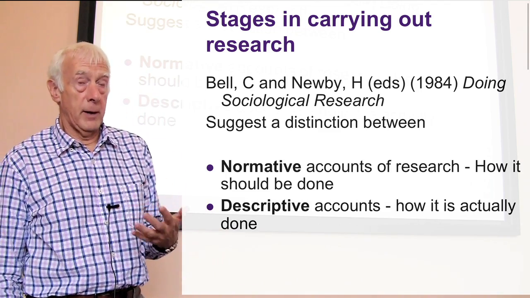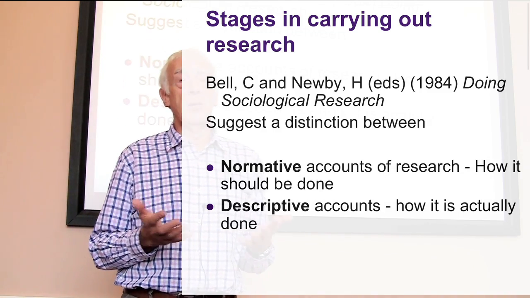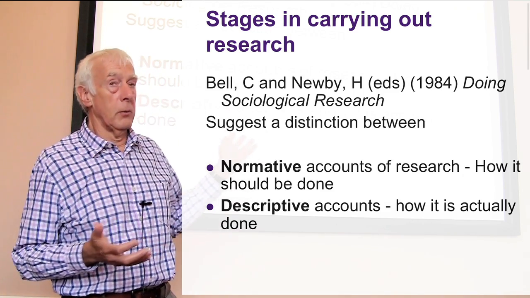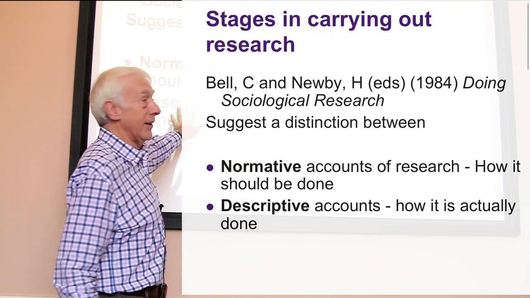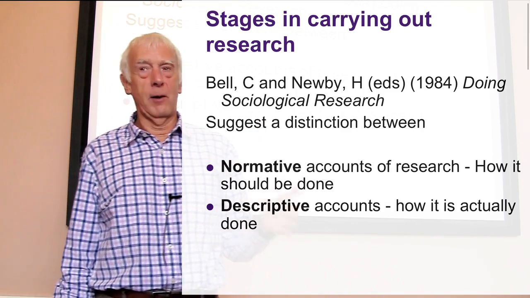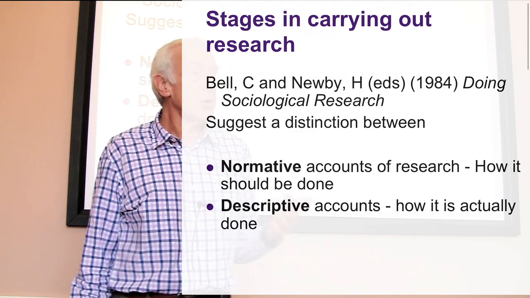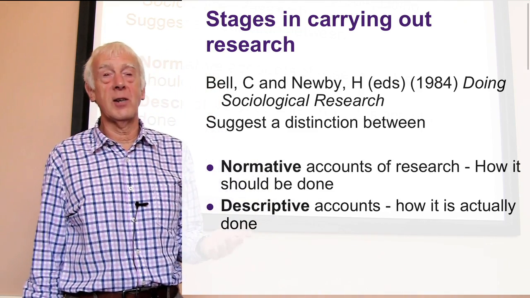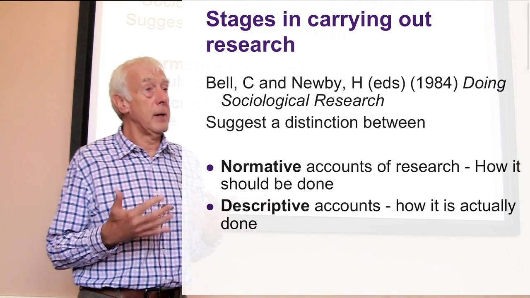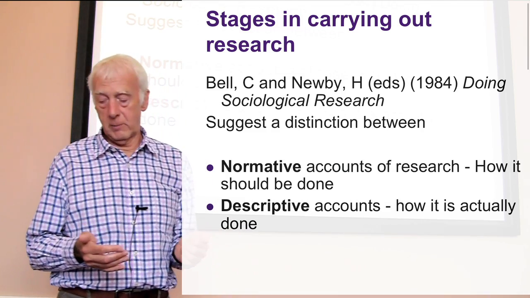And of course you have to be aware of that if you're doing research particularly, but if you're reading research too, this distinction is quite important. When you're doing research, you have to deal with what actually happens, and you may try and follow the normative account, but try is the operative word here. You may not succeed. You may have to start again in all kinds of different ways, and you have to be aware that being flexible is part of doing research.